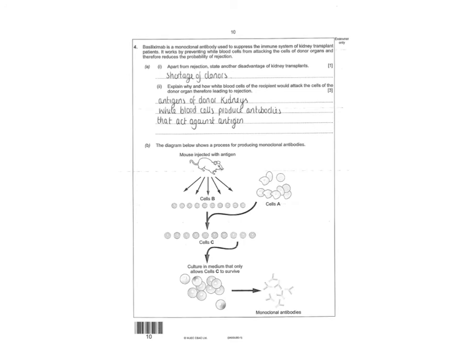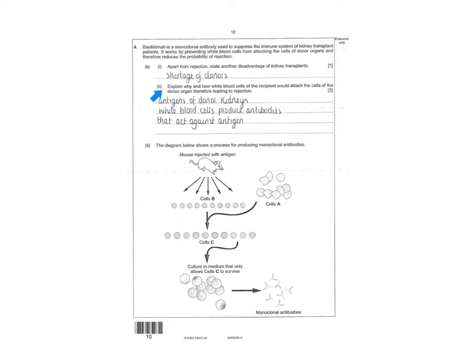Basiliximab is a monoclonal antibody used to suppress the immune system of kidney transplant patients. It works by preventing white blood cells from attacking the cells of donor organs and therefore reduces the probability of rejection. Apart from rejection, state another disadvantage of kidney transplants: there's a shortage of donors.